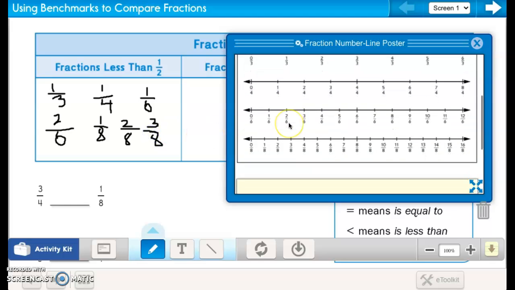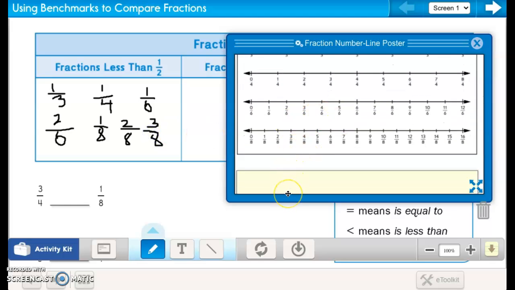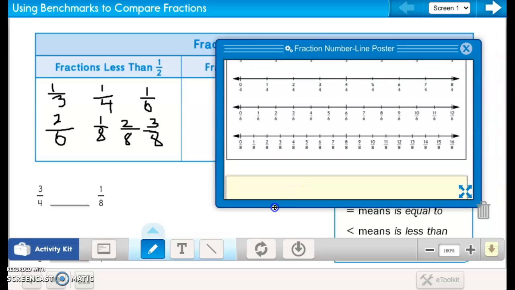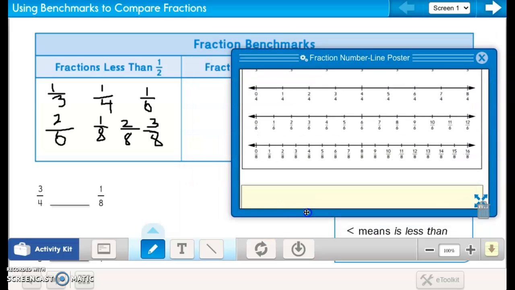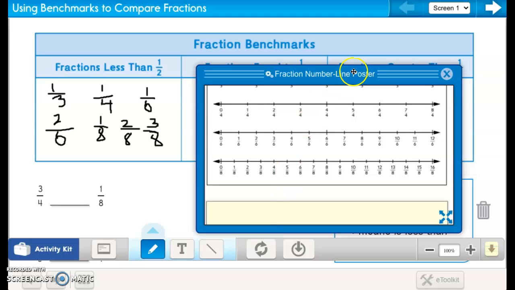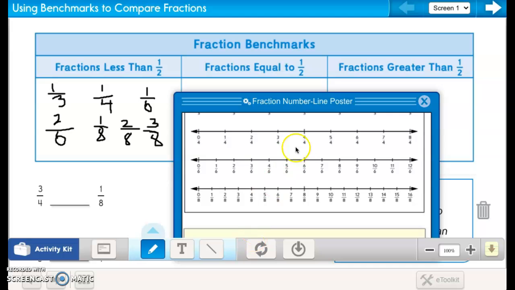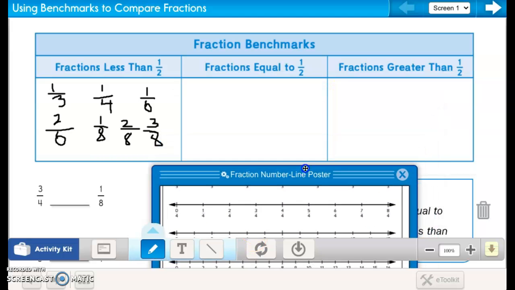Okay, now I'm going to come down here and I'm going to move this, hopefully I can, down a little bit so we can fill out this other part. Maybe I can, maybe I can't. I'm not sure if I can do this. I'm going to see if I can move it down.